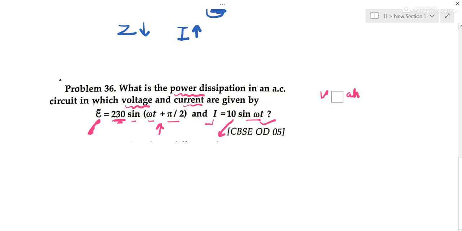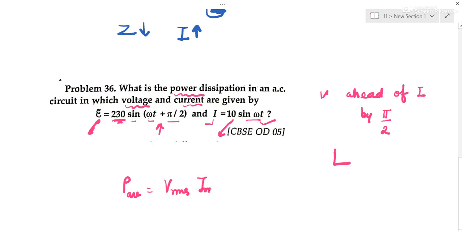V is ahead of current by 90. That means it is an AC circuit containing an inductor only. Okay, so in an inductor we know already the average power is 0. You can write directly 0, or you can write Vrms, Irms, cos phi. Phase difference is visible here, 90. Cos 90 will be substituted, that will come as 0.